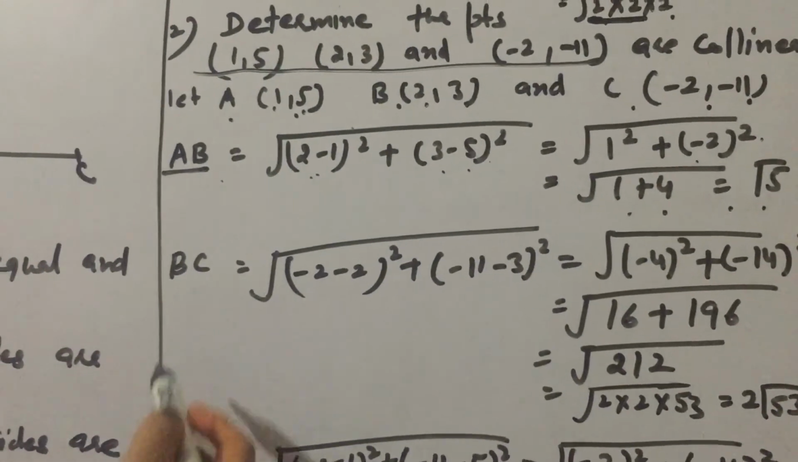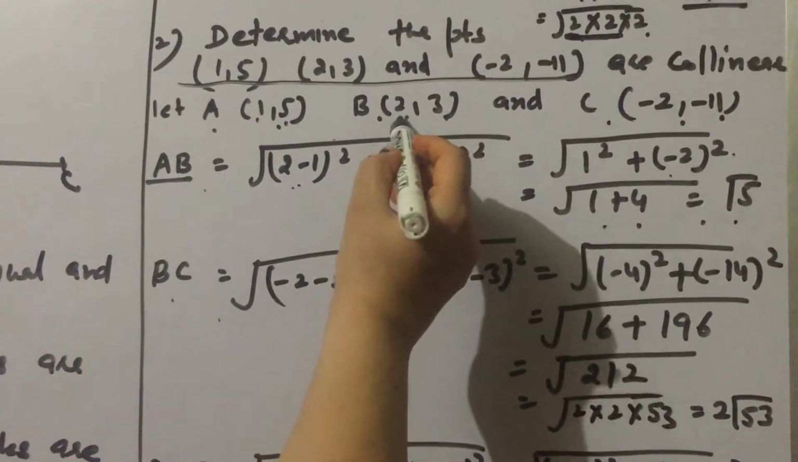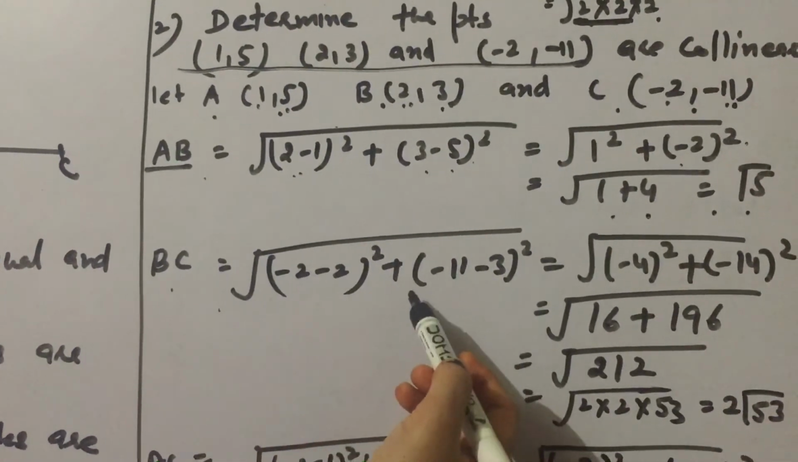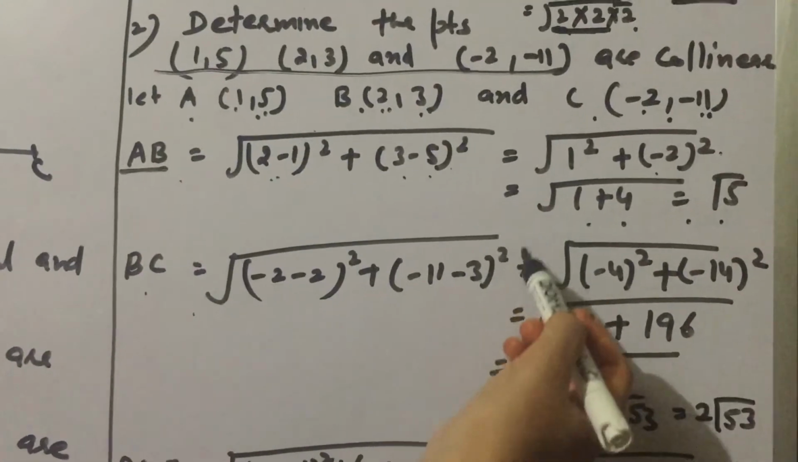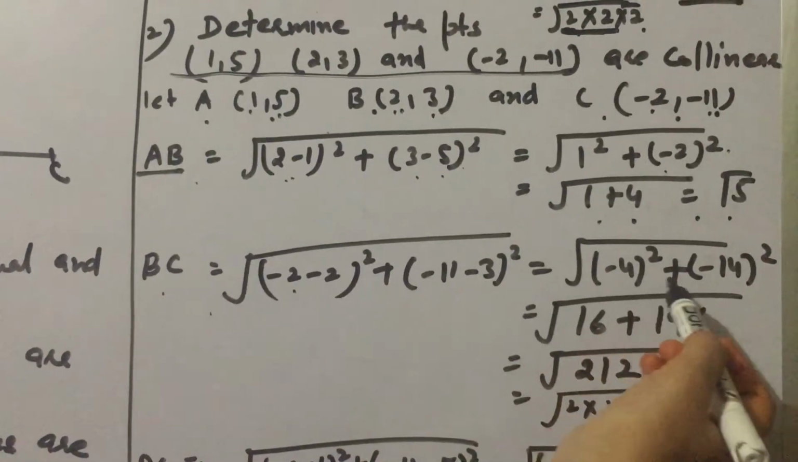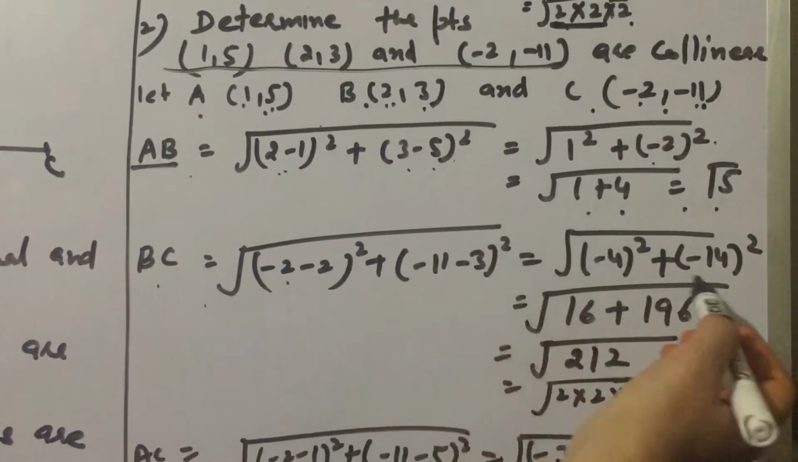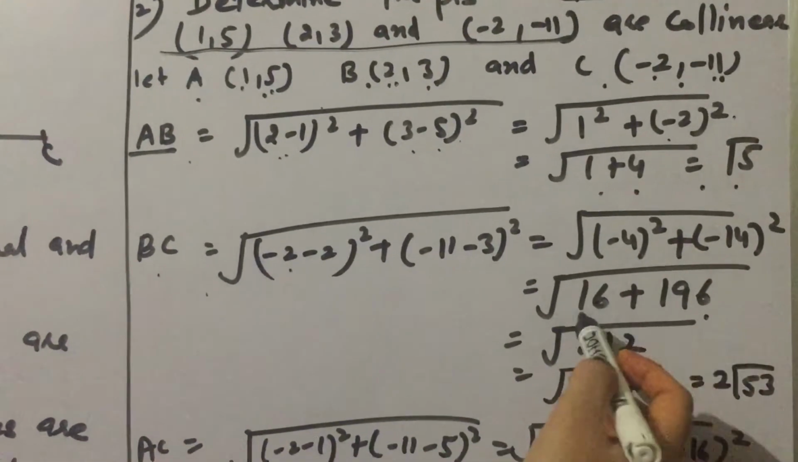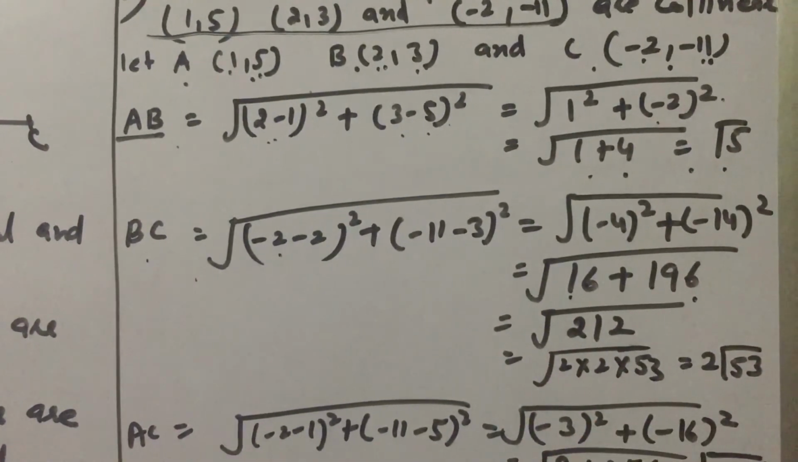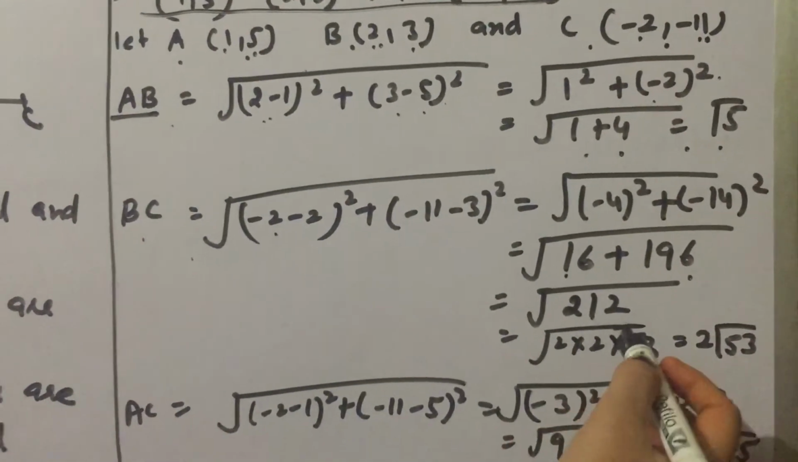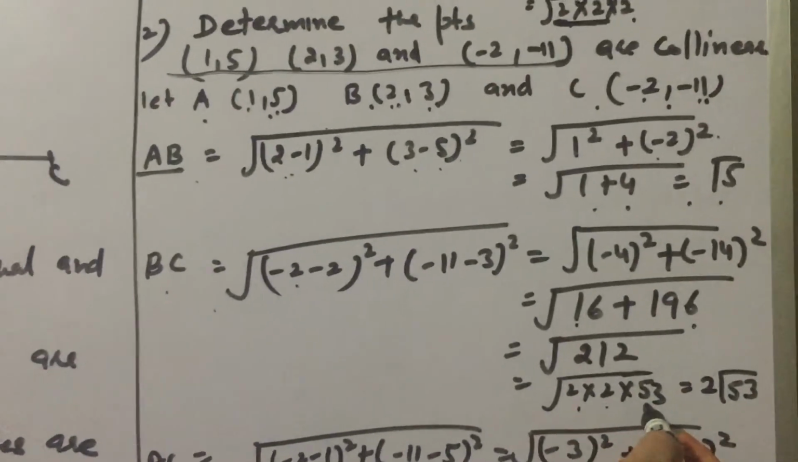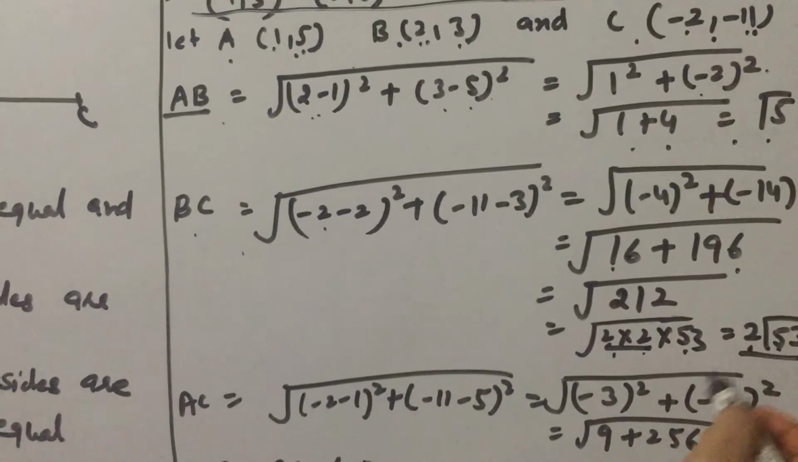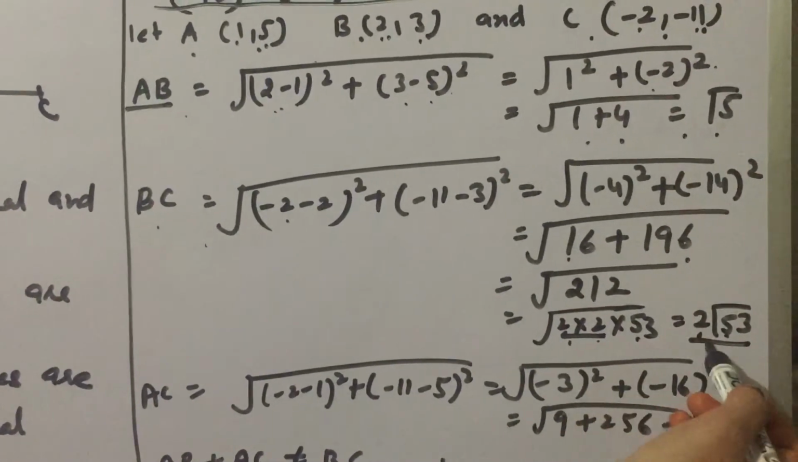Now the distance BC. This is x1, y1, this is x2, y2. Put the values: (-2 minus 2) whole square plus (-11 minus 3) whole square. -2 minus 2 is -4, whole square is 16, plus -11 minus 3 is -14, whole square is 196. We get 16 plus 196, which is 212. Now we can factorize 212 as 2 into 2 into 53. We can take 2 as common, so root 212 we can write as 2 root 53.